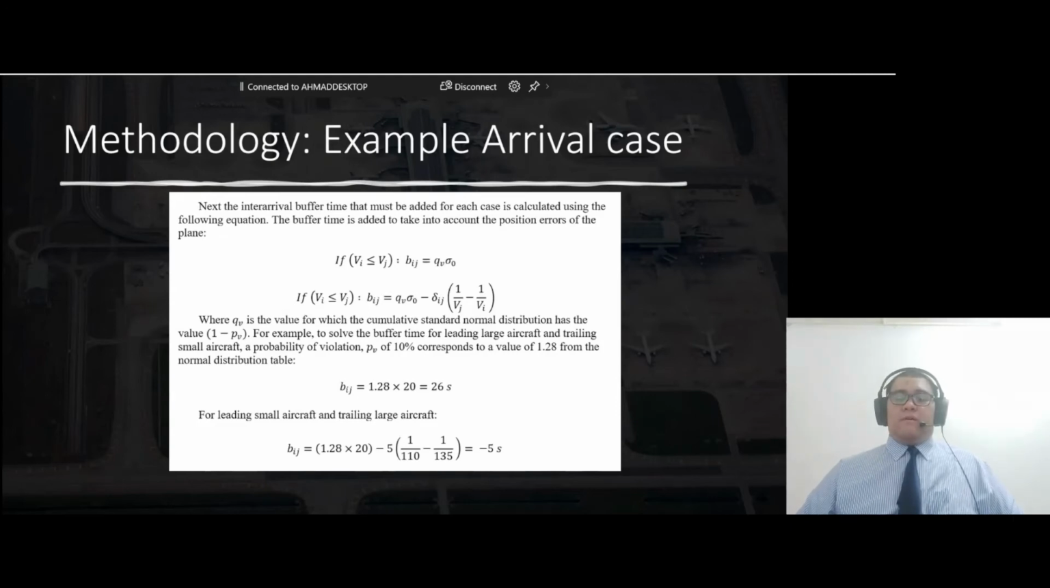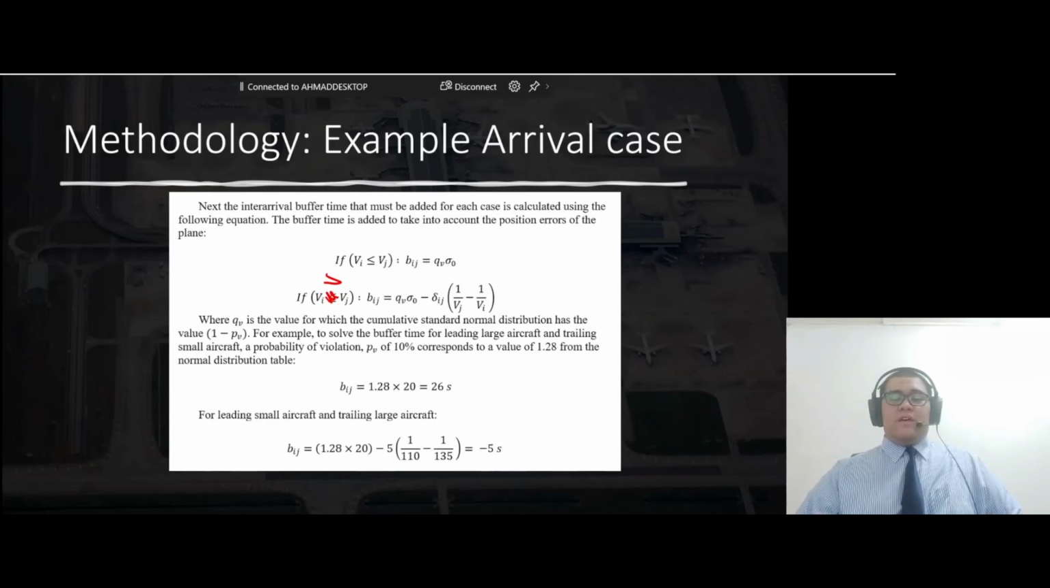So again, we have different cases: if the leading aircraft is slower than or equal to the trailing aircraft, or if the leading aircraft is faster than the trailing aircraft. So depending on the speeds of the aircraft combinations, we will use either of these two formulas.